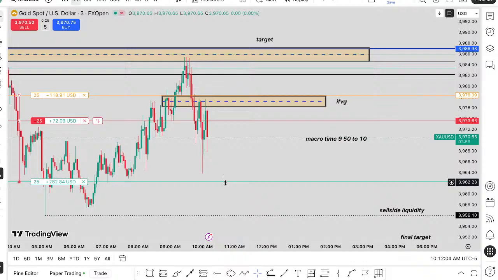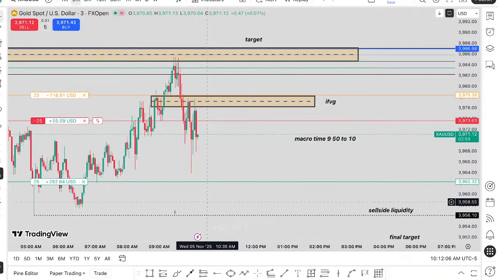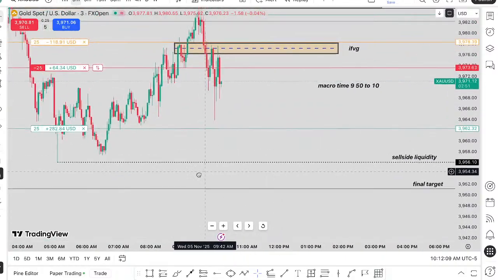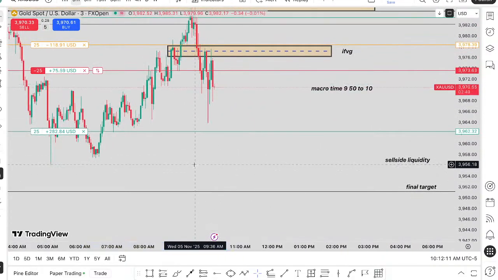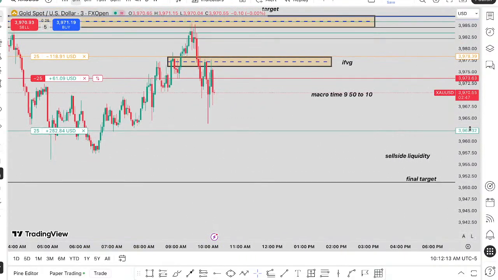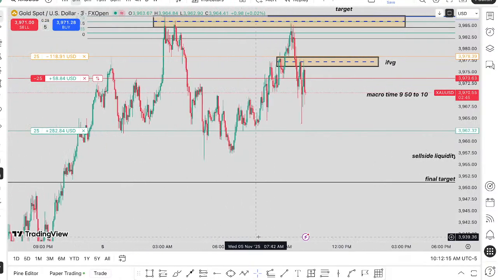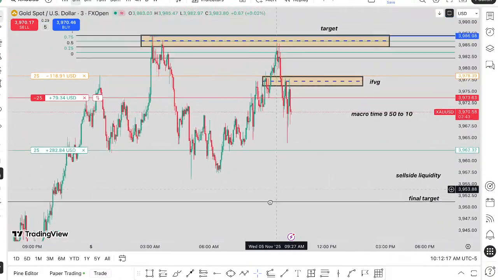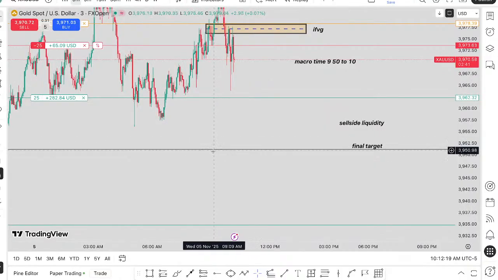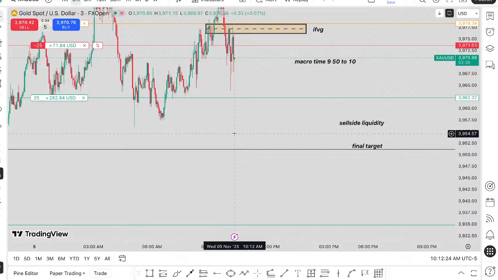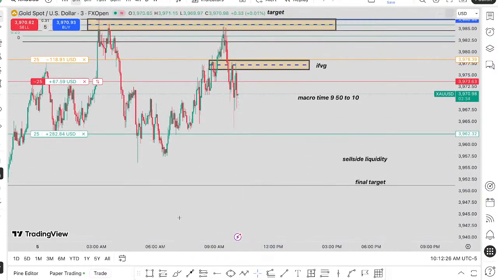So now it's a time when the price should just drop. No excuses, nothing. It should do its thing. I want to see price drop towards this level, which is 3,951. That's what I want.